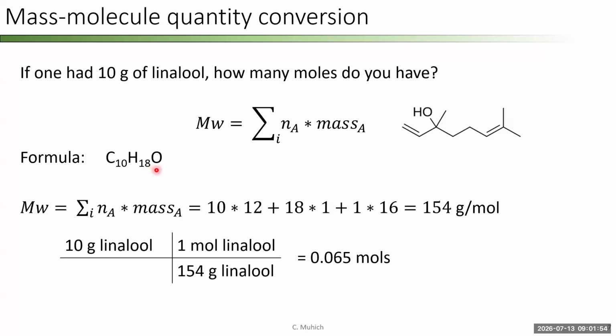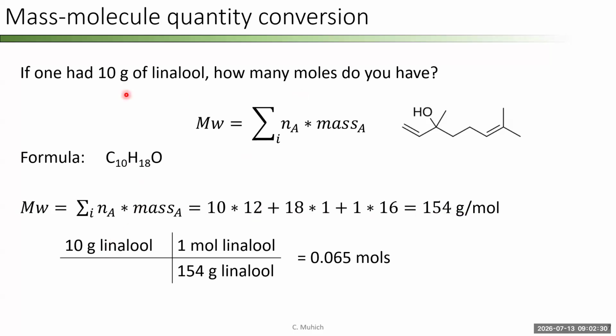C10H18O. Right, so our molecular mass is the sum of the number of each species in this set times its mass. So we have 10 carbons. So we take 10 times 12, which is the molecular weight of carbon. We have 18 hydrogens. So we have 18 times the molecular mass of hydrogen, which is approximately 1. We have 1 oxygen with the molecular mass of 16. When I do this out, I end up with 154 grams per mole.